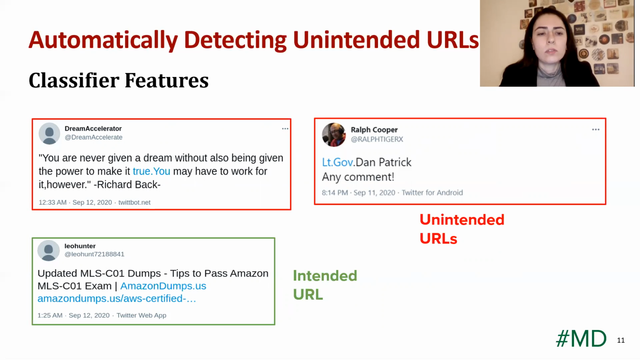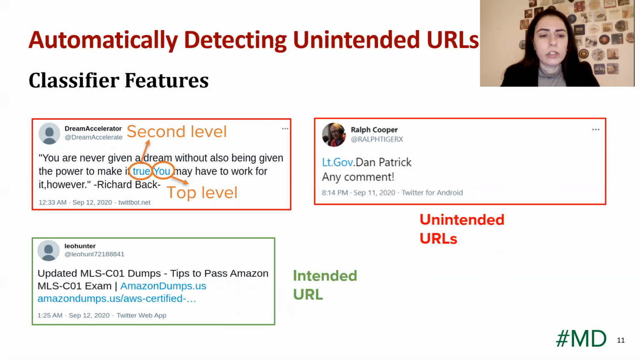Again, true.u has a pattern that we can observe here. Since the U part belongs to another sentence, it starts with a capital letter. So there's a pattern of a capital letter coming after a dot here. And also the second level domain part and the top level domain part of this URL are actual English words. Whereas if you look at the amazondumps.us example, Amazon dumps is not an actual English word. It is just a combination of 2 words.